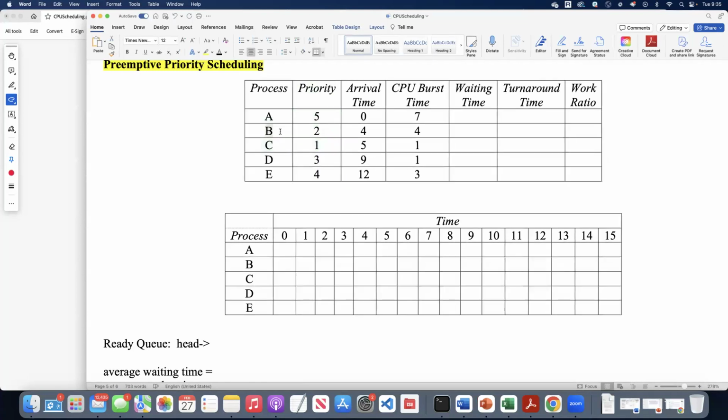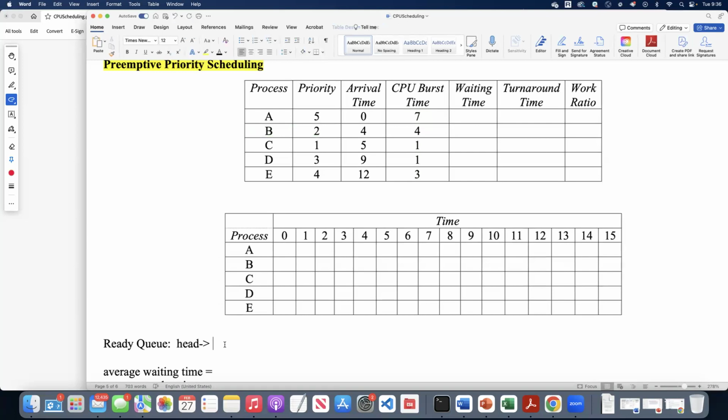Then process B has priority value 2, so it also has a higher priority. And then this is the arrival time at the ready queue and the length of CPU burst time. Now let's take a look at the execution order of these 5 processes.